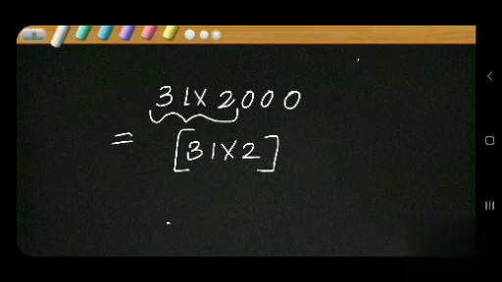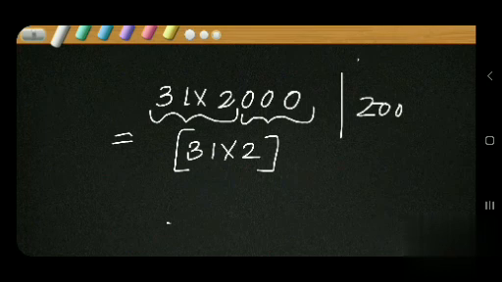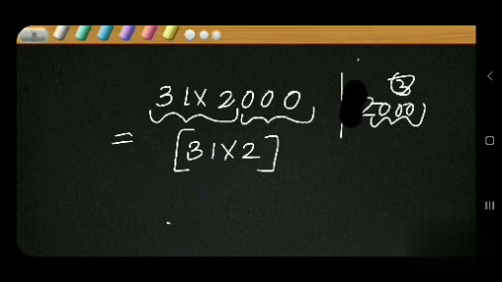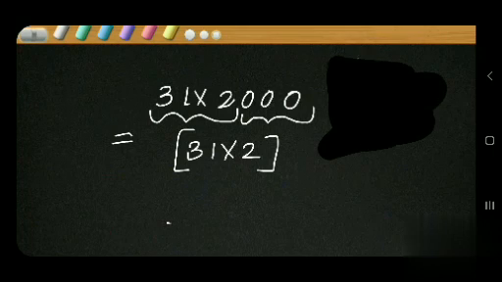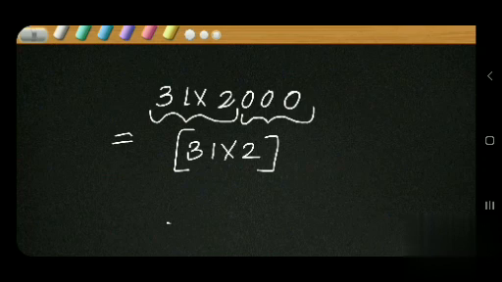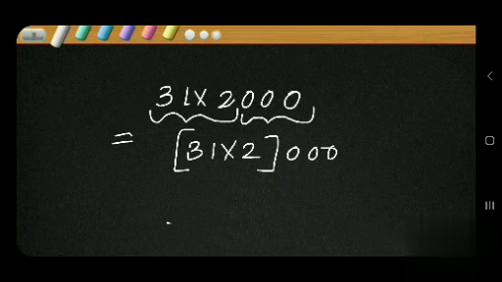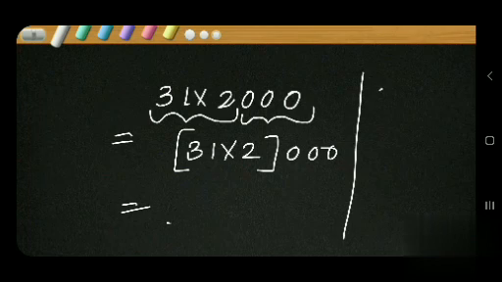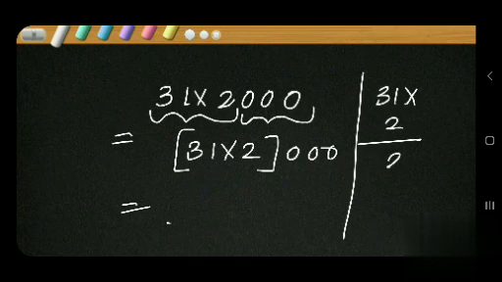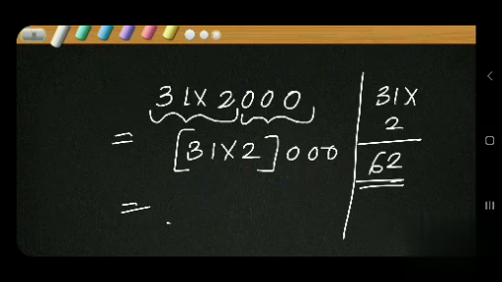With this answer, how many zeros need to be put? Yes, 3 zeros. Why? In 2000 there are 3 zeros. So first we multiply 31 into 2 and with this answer put 3 zeros. Now let's multiply 31 into 2 in the working column. 1 2s are 2, 3 2s are 6. So instead of 31 into 2, we can write 62.